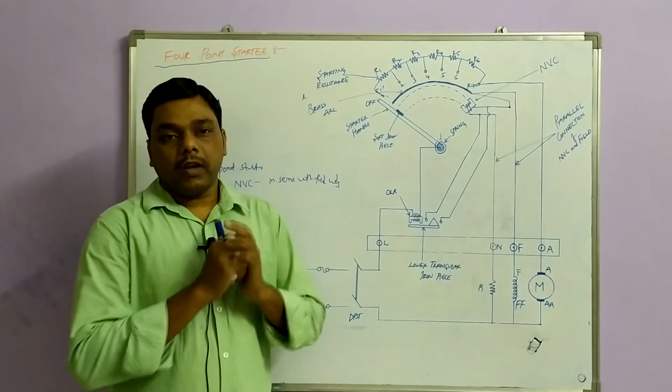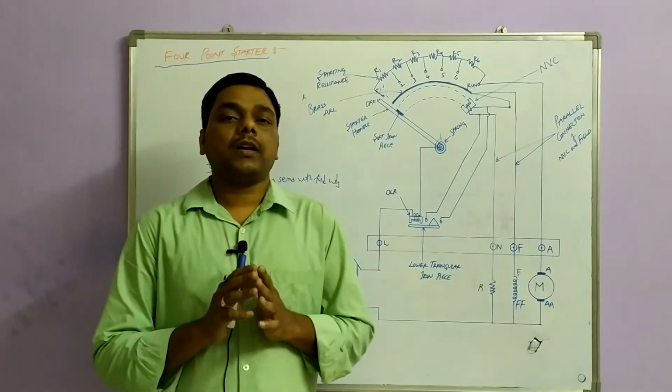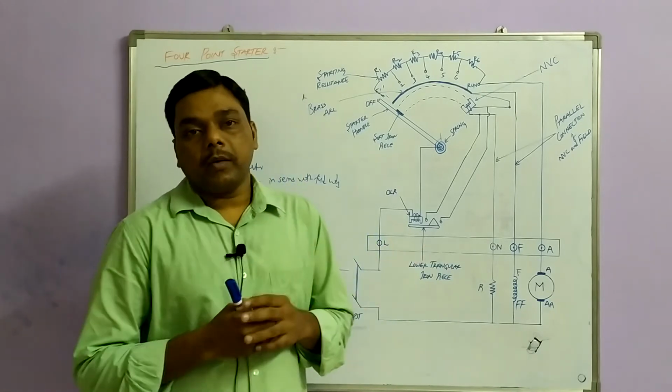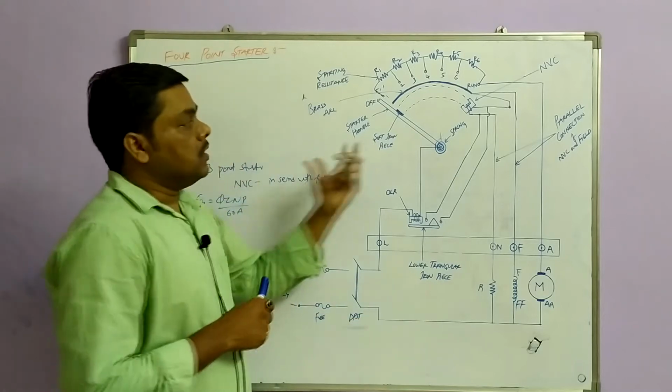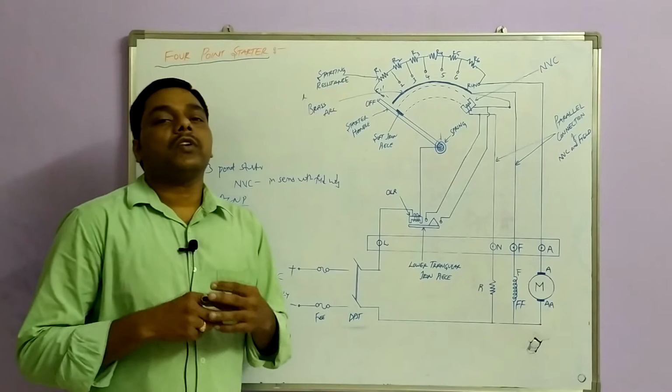We cannot disturb the field current. We are not going to disturb the field current, so that we can vary the speed or the current in the armature. This elaborates and this will give the connection diagram for the 4-point starter.